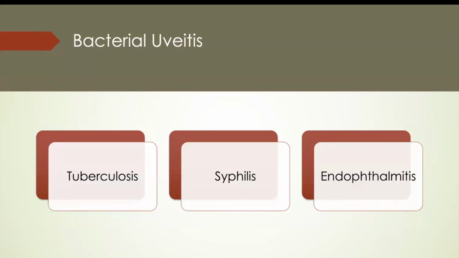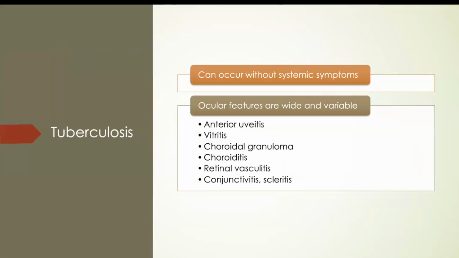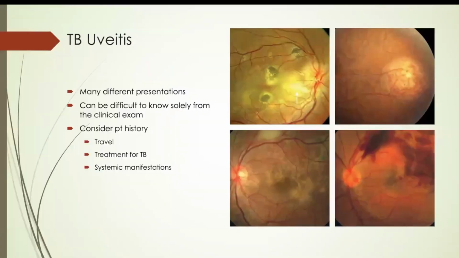So with bacterial uveitis, your main things are tuberculosis and syphilis, and endophthalmitis is usually bacterial as well. With tuberculosis, ocular inflammation can quite often occur without any systemic symptoms, so these patients can sometimes present completely otherwise well. You'll have an anterior uveitis, you'll probably have a bit of a vitritis, and there are lots of different things that can happen in the eye. It's a bit like what TB is like elsewhere in the body. It can cause almost anything. So do consider it when you're seeing granulomas, any sort of choroiditis, and sometimes the anterior ocular surface layers can be involved as well, with scleritis and conjunctivitis.